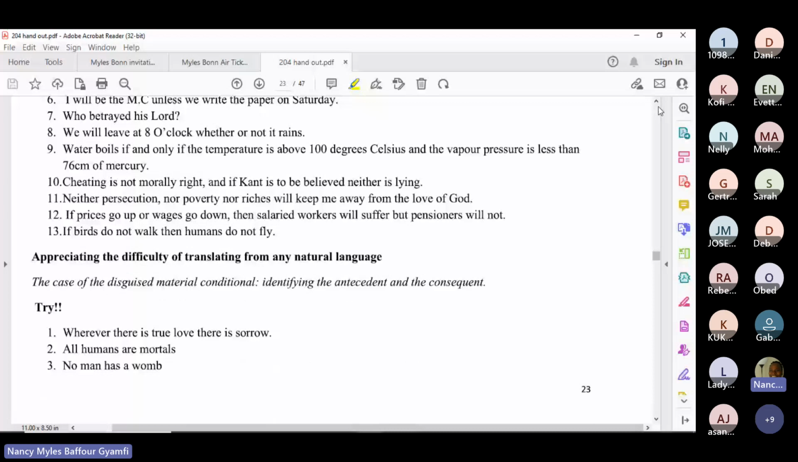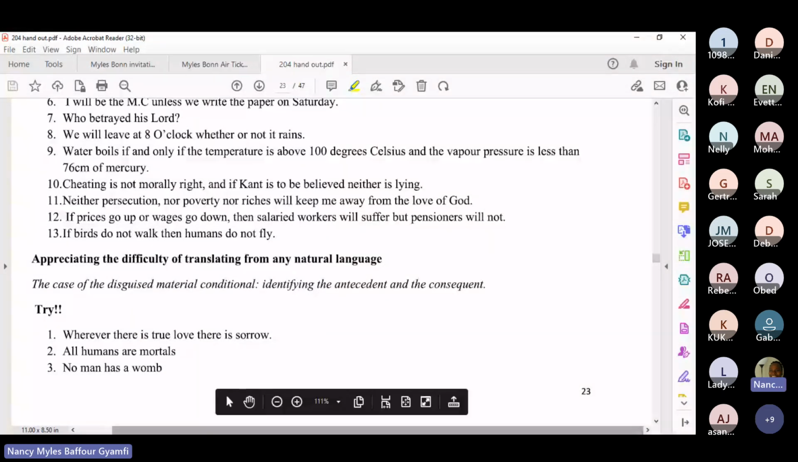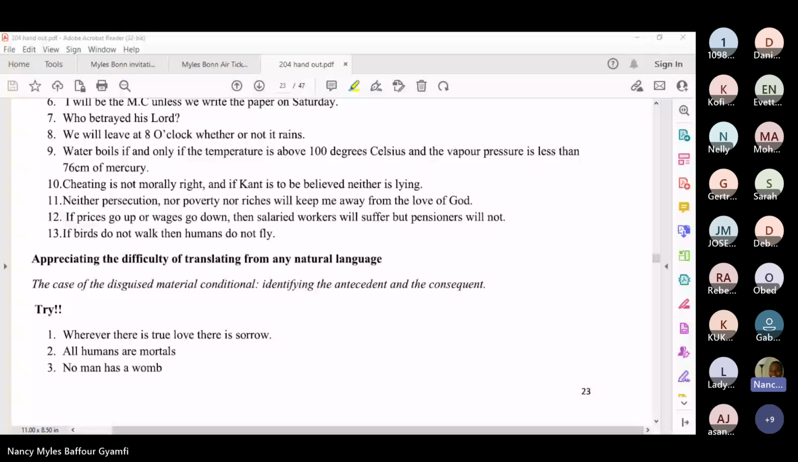If birds do not walk, then humans do not fly. Which main connective is this compound? Raise your hand. This is very easy. Sarah. Very good, I see many hands. Which compound is this, madam? Sarah, if you want to answer, go ahead. Madam, it's a conditional. Very good. Yes, correct.